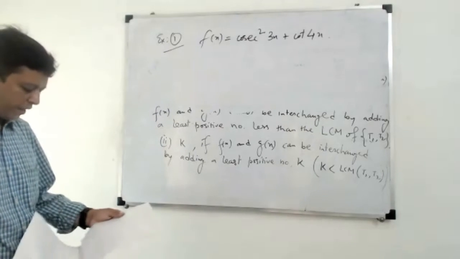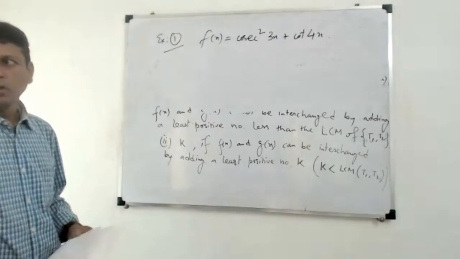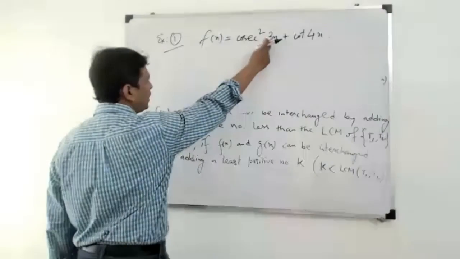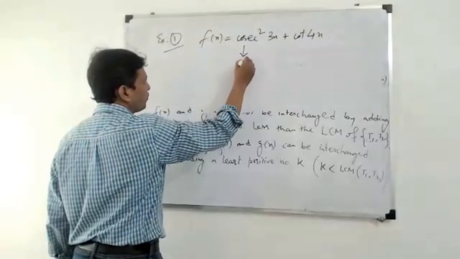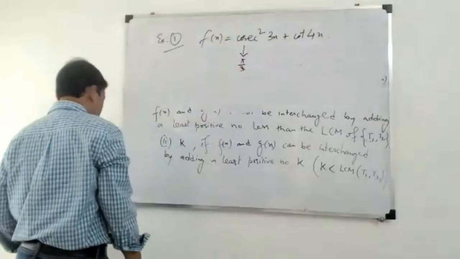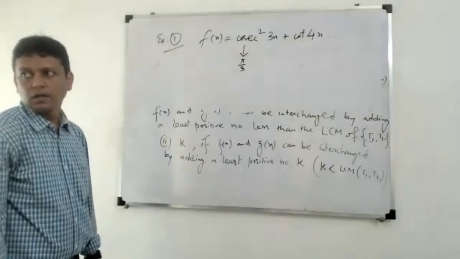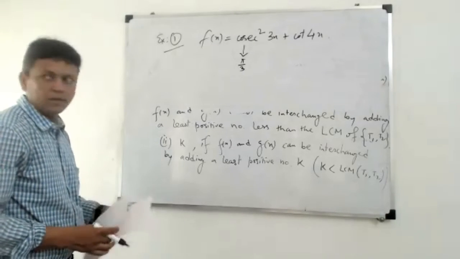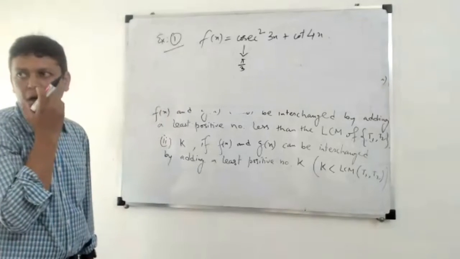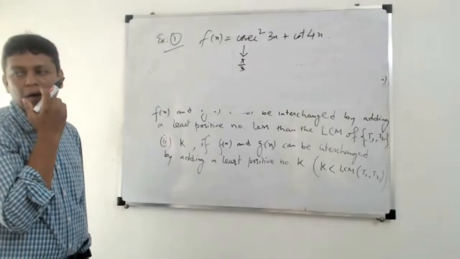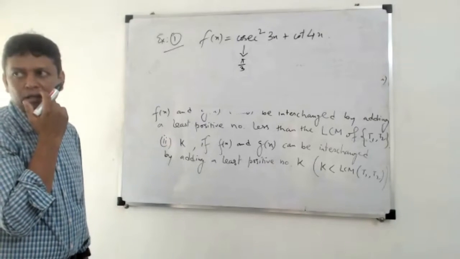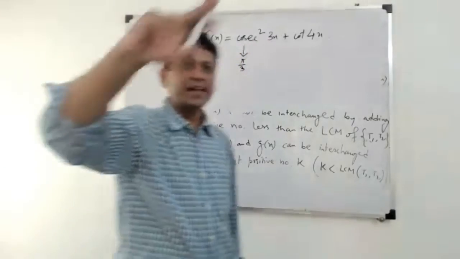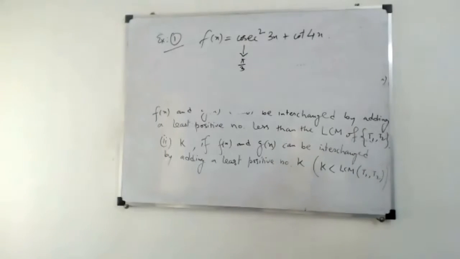Have you written that part? 2 pi when n is odd, pi when n is even. But here you have 3x, so pi by 3. There is also a rule: for f of ax plus b, the period is T by mod a. So T by 3.